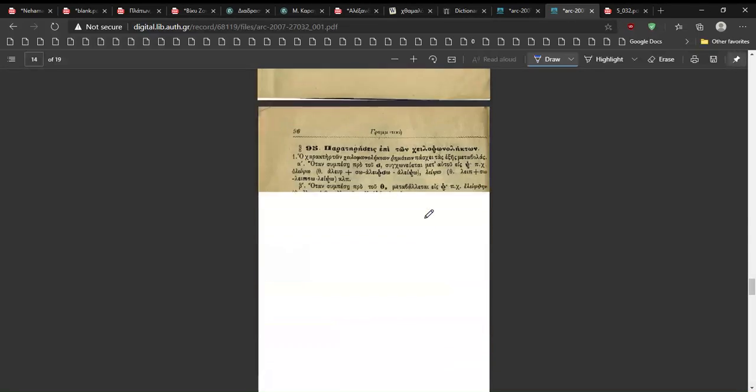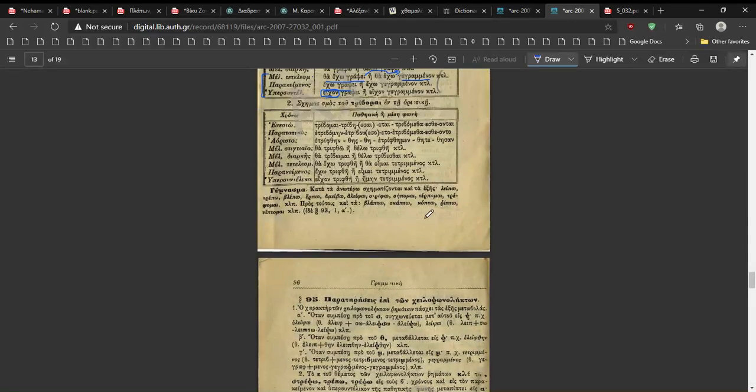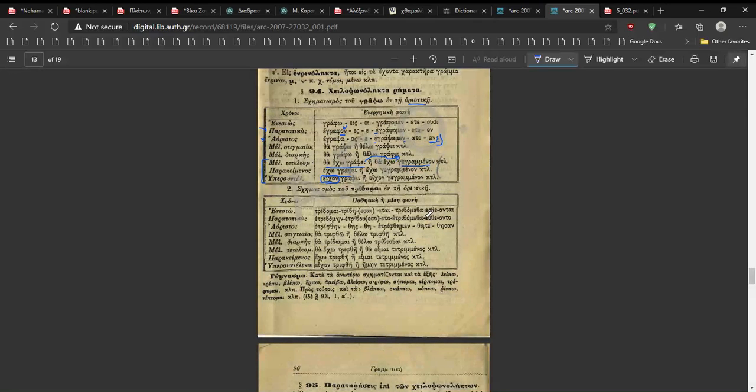And that's basically all I have to say. To be honest, I don't know these verb types well enough to give you meaningful commentary. I can just say a few things about how they differ or they are similar to modern Greek. Okay. Now I want to move on to this second book.